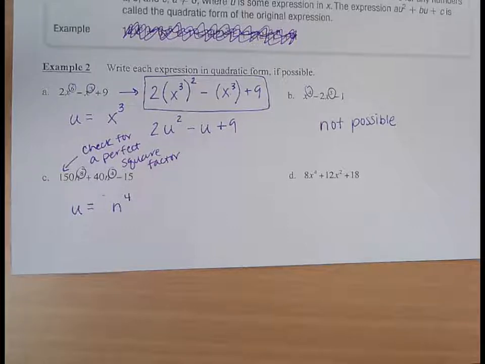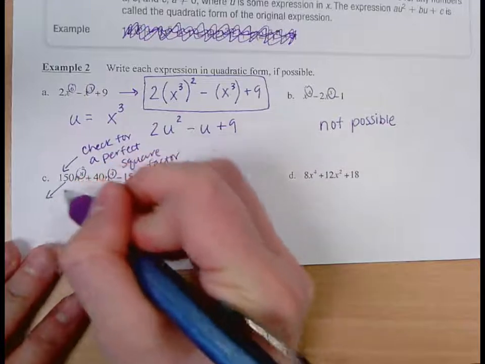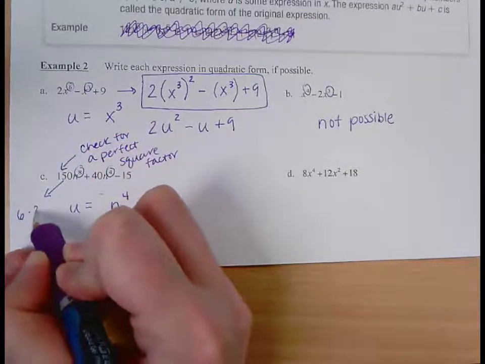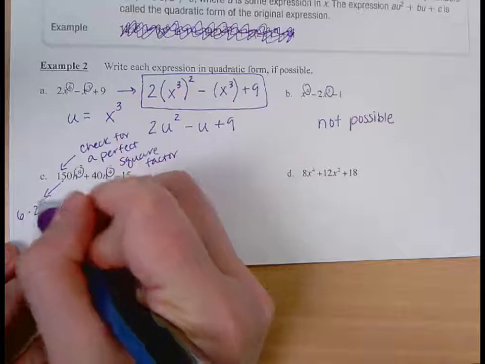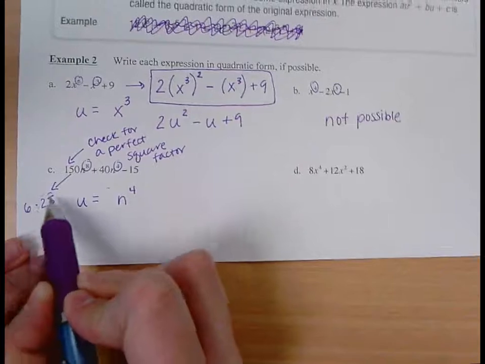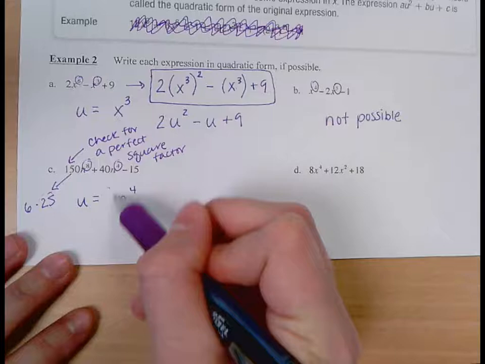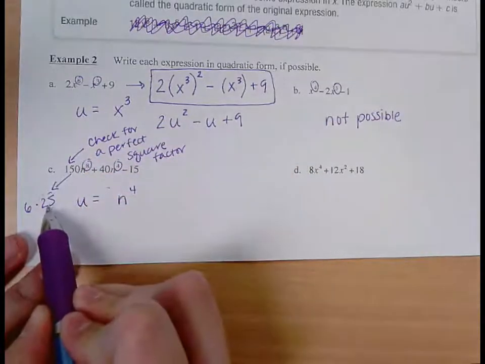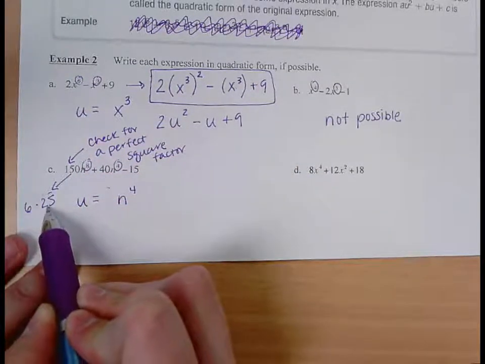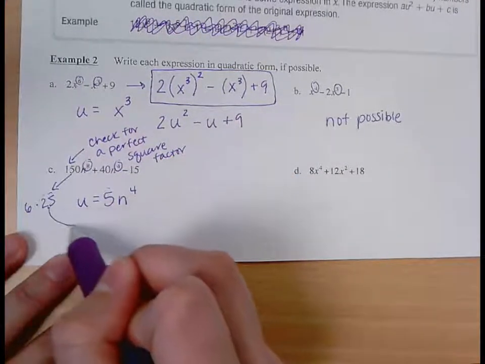Caitlin? 25 goes into it. 25 times what? What's 150 divided by 25? 6. Okay, so I'm going to say 150, I'm just writing this, is 6 times 25. And 25 is a perfect square. So then if there's a perfect square that goes into it, then the coefficient of your u is going to be the square root of that perfect square. So if I take the square root of 25, that's 5. I'm going to include 5 as the coefficient as part of my u.